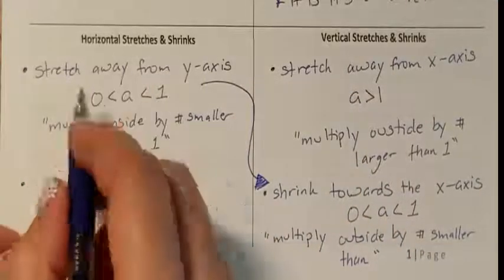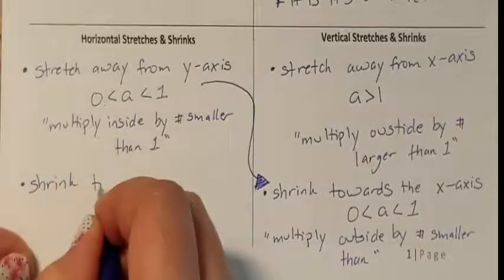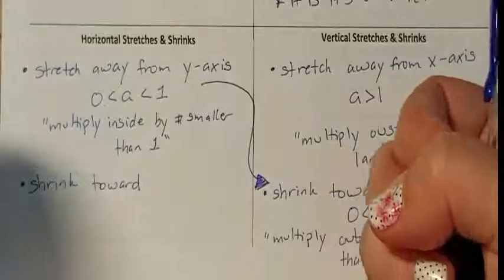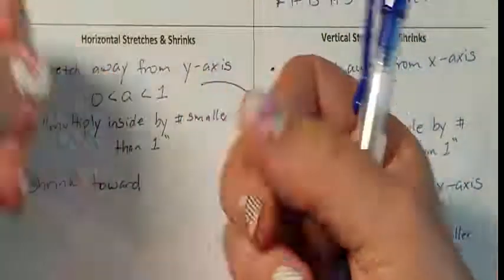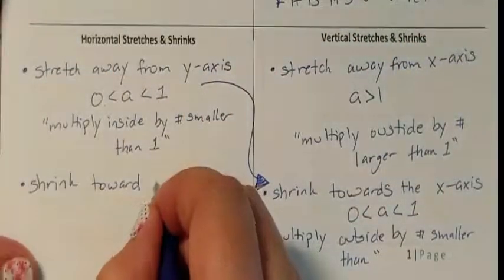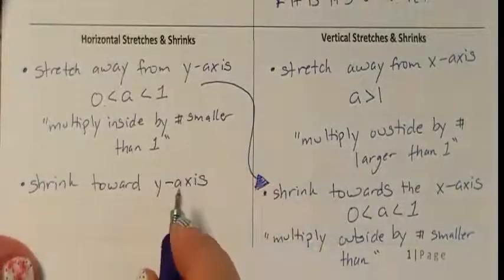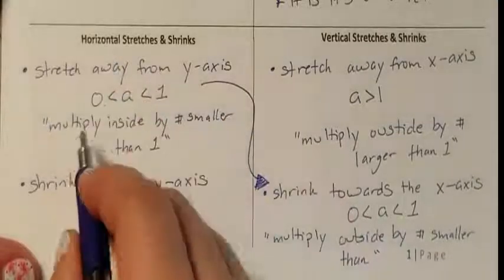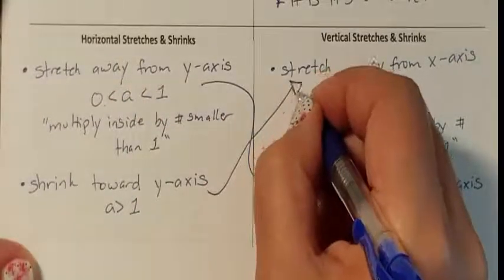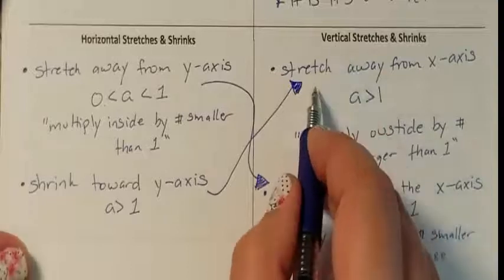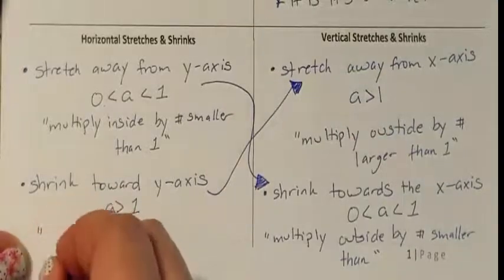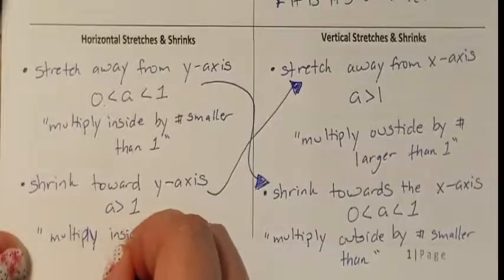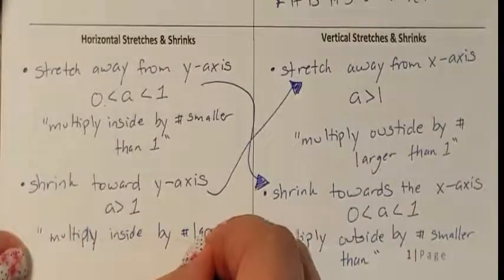So what if I was horizontally shrinking? If I was shrinking, remember horizontal means this way. So if I'm shrinking, I'm getting closer to it. So that means I'm moving towards the y-axis. The only time I ever move towards the y-axis is if I was bigger than 1. So a horizontal shrink is the same exact thing as a vertical stretch. And we are used to saying that this was a multiply on the inside by the number larger than 1.